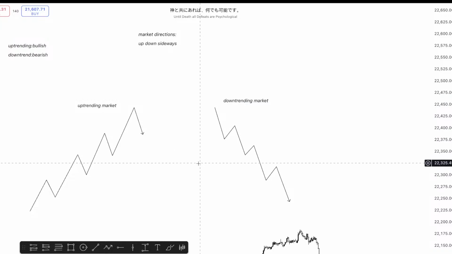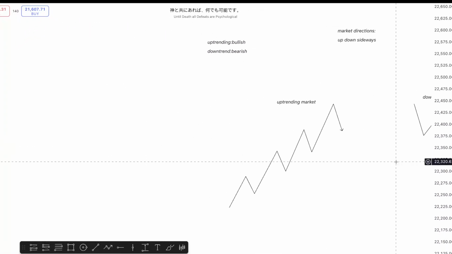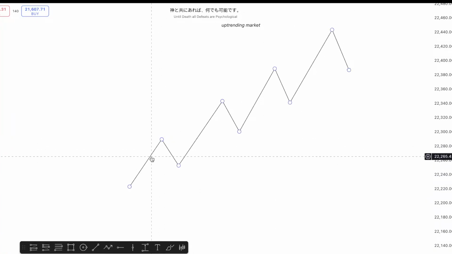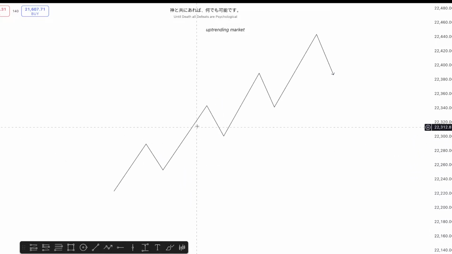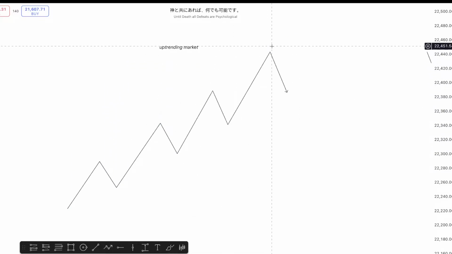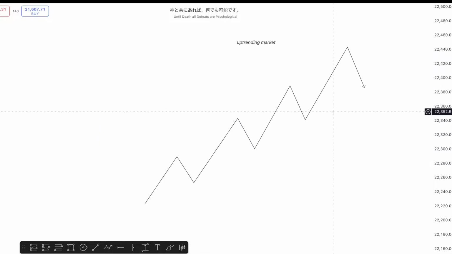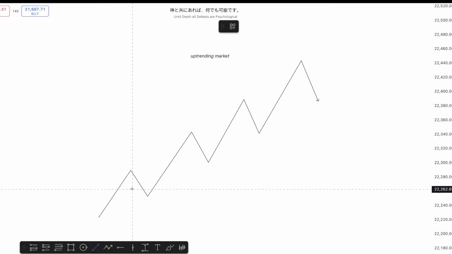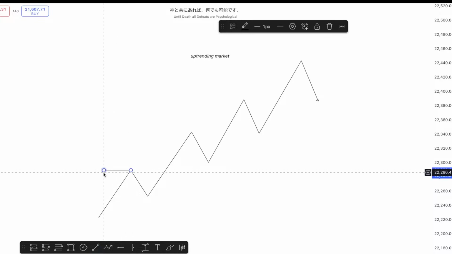Now, in an uptrending market, you'll see that there are these peaks, these peak points. There's a peak here, and then there's a low point. There's a peak here, and then there's a low point. Peak, low point, peak, low point. Now, everything in this market has a name. So we're going to go over the names of everything that I can identify here. Okay, so each peak in an uptrending bullish market is going to be called a higher high.